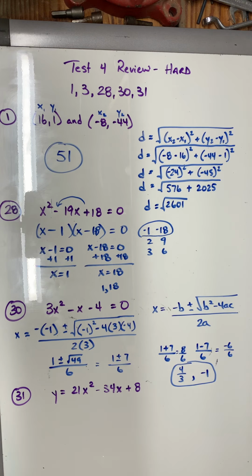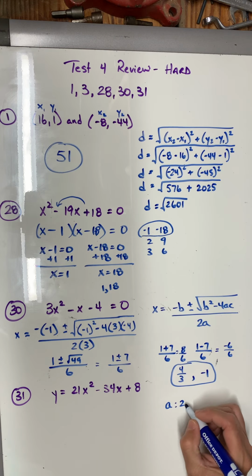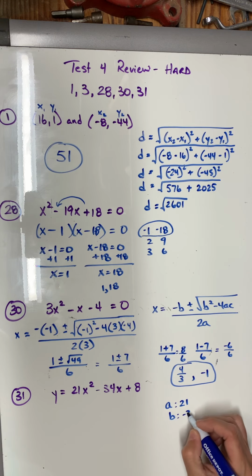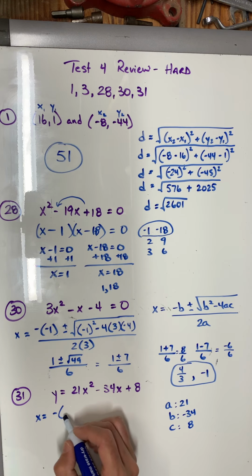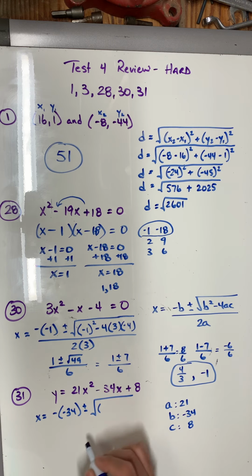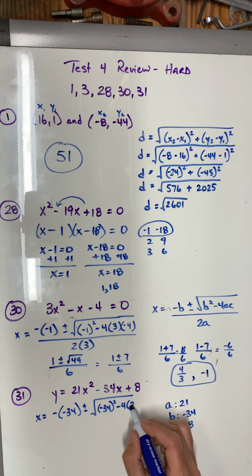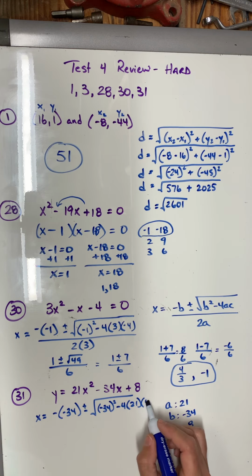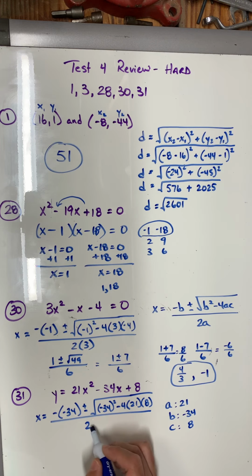And then the last question is done the same way. So what's my A, B, and C? A is 21, B is negative 34, C is 8. So I'm going to go x equals negative 34 plus or minus the square root of negative 34 squared minus 4 times 21 times 8 all over 2 times 21.